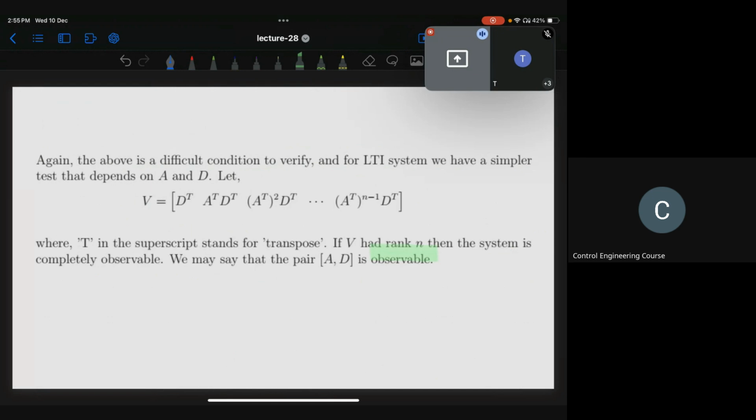Do you have any queries as of now? So the definitions of observability and controllability. Do you have any queries?